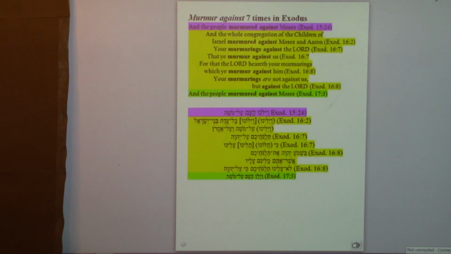And here we have murmur against. Look at that unusual split. And all the people murmured against Moses, exactly 7 times up there at the top. If you see that, all the people murmured, and the whole congregation of Israel and so forth. You see that Exodus 15:24, and the next verse 16:2, the whole congregation of Israel murmured against Moses and Aaron. And then look at that last example here in the green, and the people murmured against Moses. That phrasing, murmur against, appears exactly 7 times.